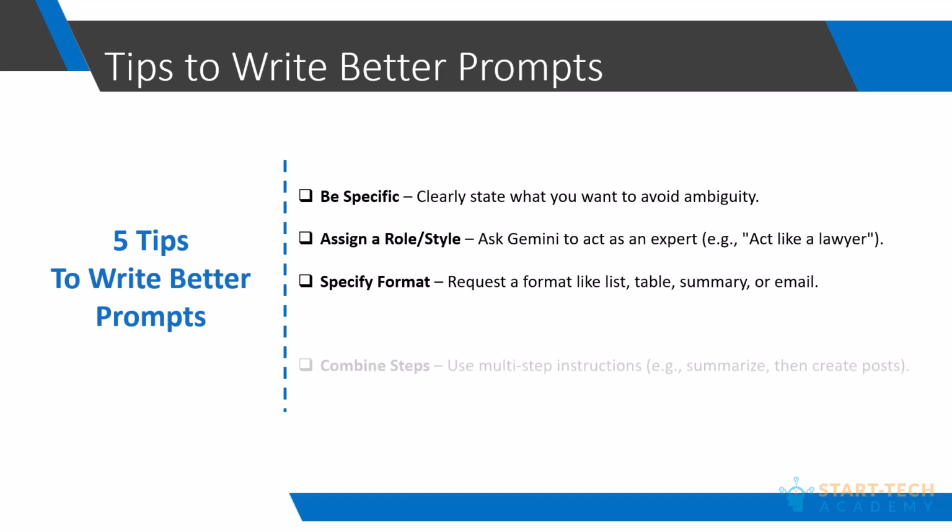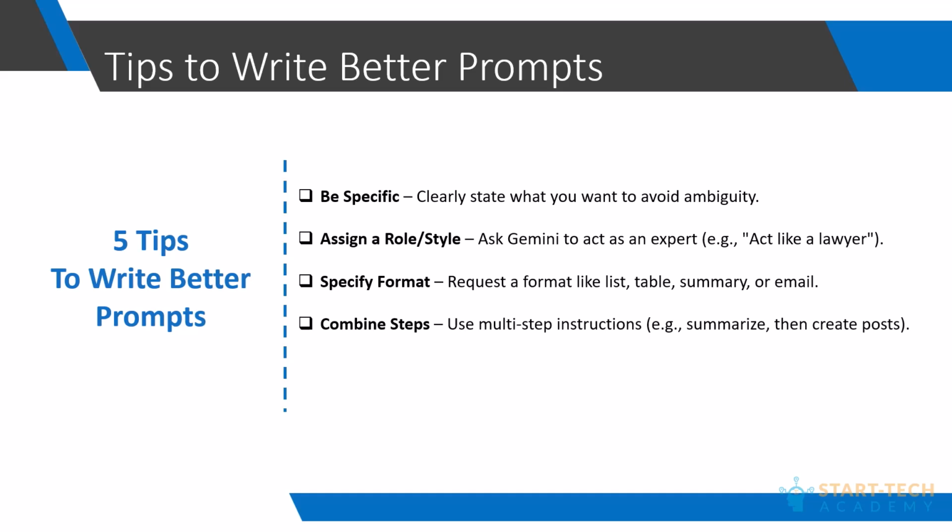The fourth tip is to combine steps. Google AI Studio can handle multiple tasks in a single prompt. For example, you can say "suggest 3 product ideas and then write a 1-line caption for each." So instead of first asking for one product idea, then another, you can combine all these tasks and get them in a single go.